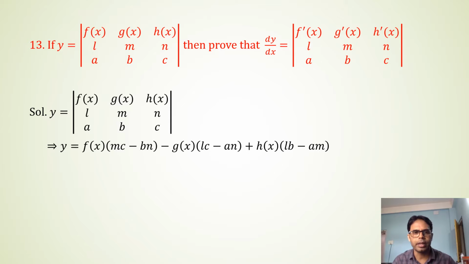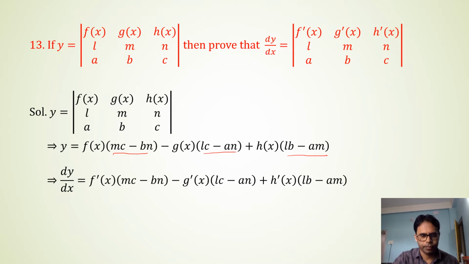Okay, so after that you take the differentiation. You should keep in mind that all the terms mc minus bn, lc minus an, lb minus am are constant. So if you take the differentiation in this line, you will see that dy/dx is equal to this one: f(x) differentiation will be simply f'(x), z(x) differentiation will be simply z'(x), and h(x) differentiation is simply h'(x), and these terms will remain the same because they are constant numbers.